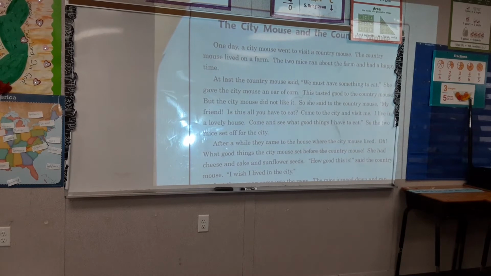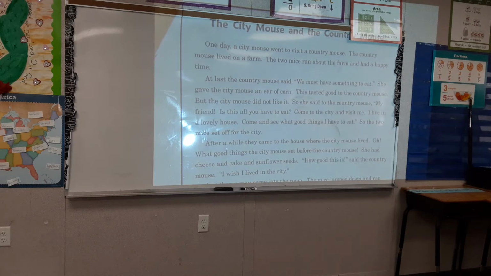It says, The City Mouse and the Country Mouse. One day, the City Mouse went to visit the Country Mouse. The Country Mouse lived on a farm. The 2 mice ran about the farm and had a happy time. At last, the Country Mouse said, "We must have something to eat." She gave the City Mouse an ear of corn. This tasted good to the Country Mouse, but the City Mouse did not like it. So she said to the Country Mouse, "My friend, is this all you have to eat? Come to the city and visit me. I live in a lovely house. Come and see what good things I have to eat."